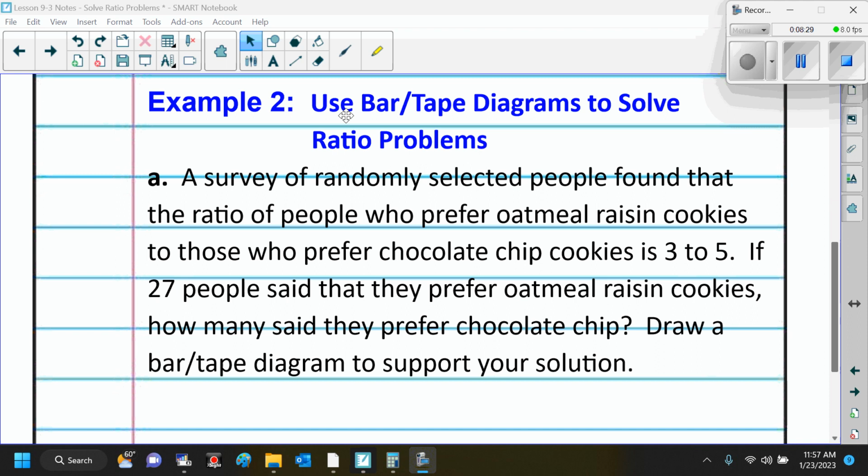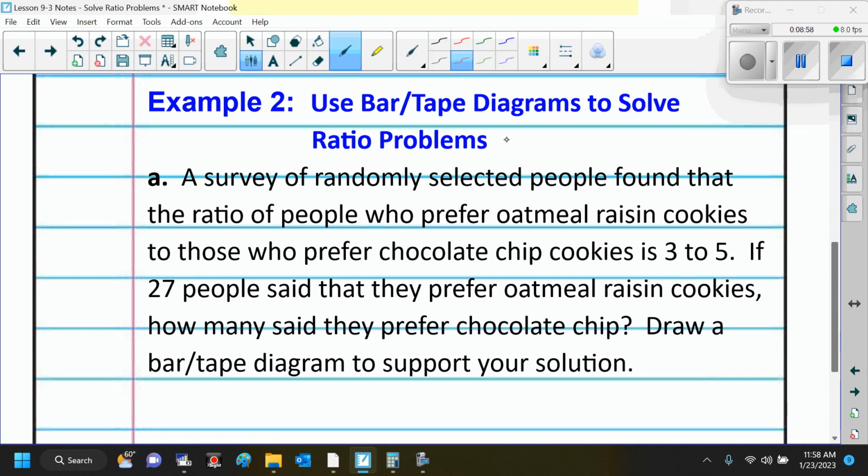All right, so example 2 is to use a bar or tape diagram to solve ratio problems again. It says a survey of randomly selected people found that the ratio of people who prefer oatmeal raisin cookies to those who prefer chocolate chip cookies is 3 to 5. Now, notice the previous example was part to total. What's this one? This is part to part. Very good. So there's a difference with these two kinds of problems, okay?